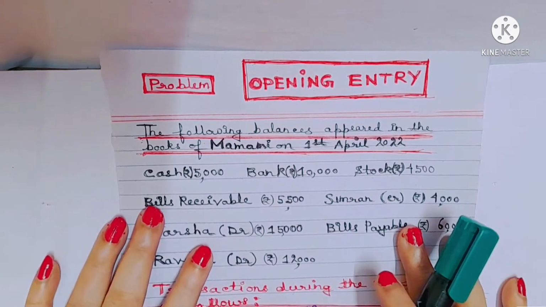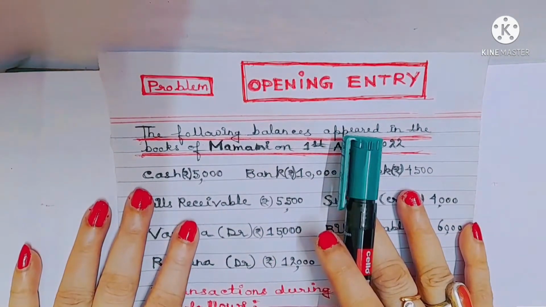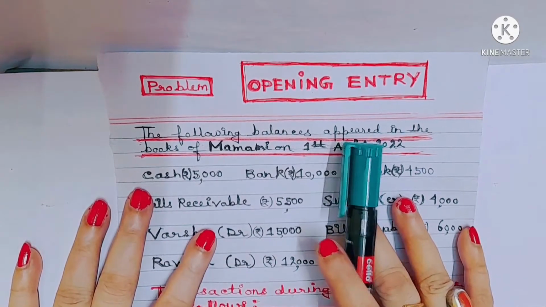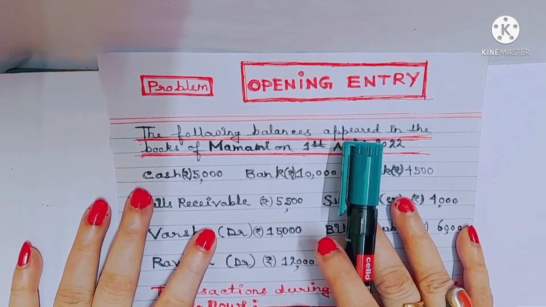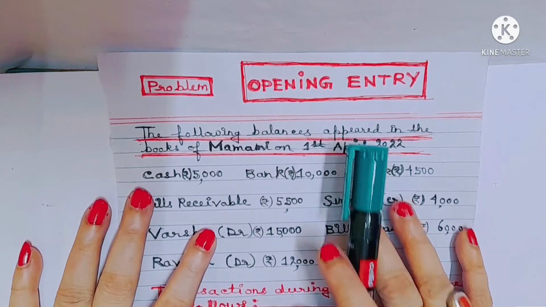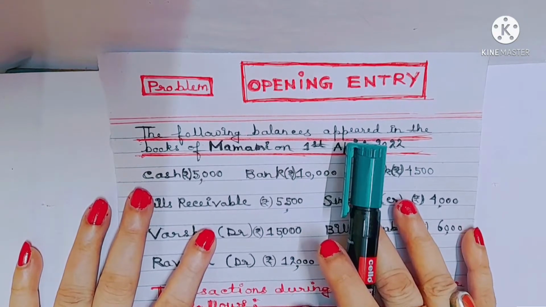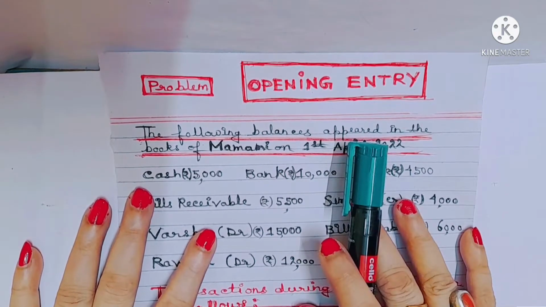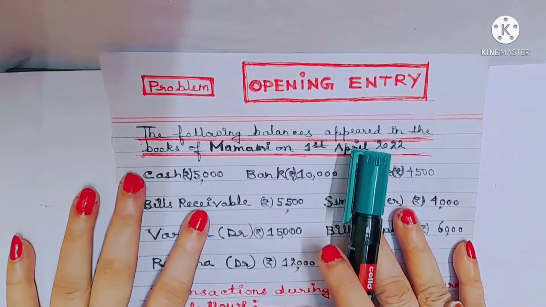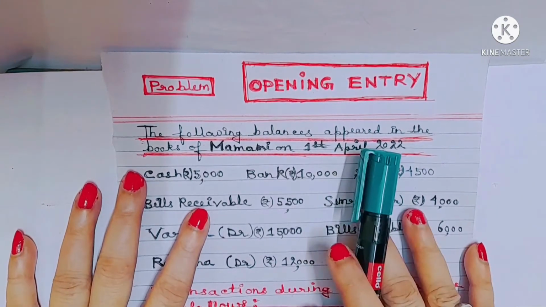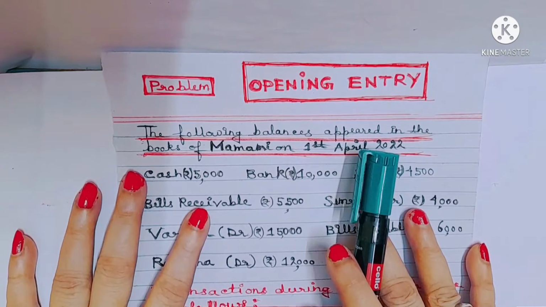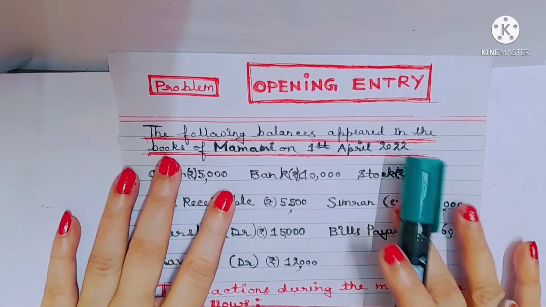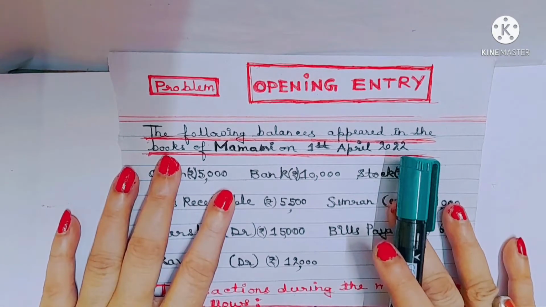Always remember, in the first entry, all the assets are debited because assets always show debit balances. Similarly, all the liabilities and capital are credited. Why? Because they always show credit balances. Understood? What is opening entry?